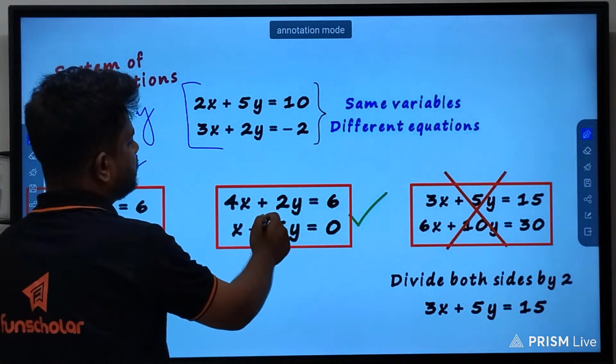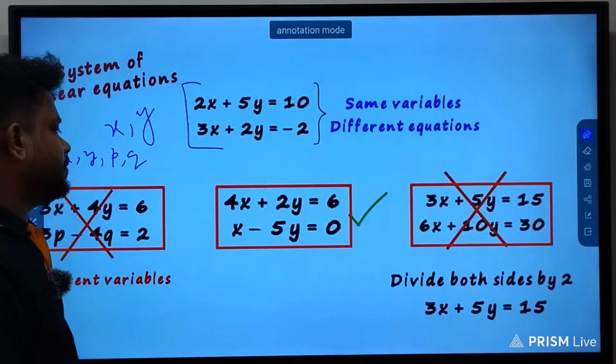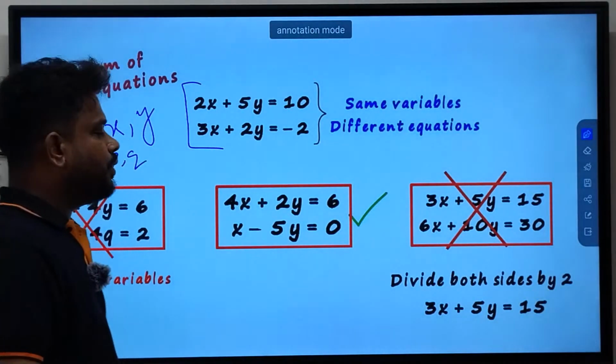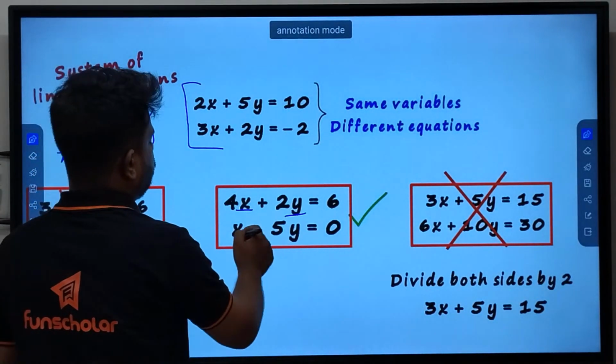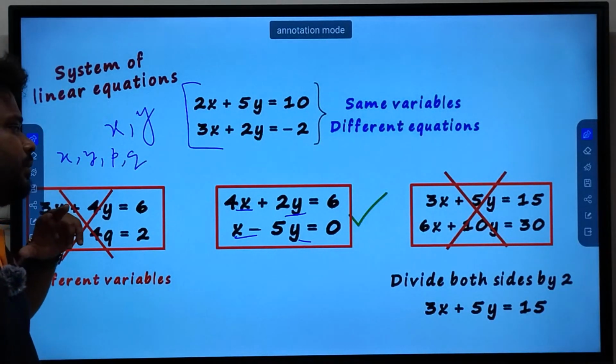Yes, this one is also an example: 4x plus 2y equals 6 and x minus 5y equals 0. These also have 2 variables. So this is an example of linear equations in 2 variables.